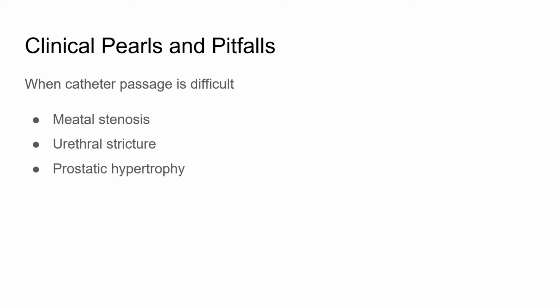If no urine drains from the catheter after insertion to an appropriate length, the catheter may be irrigated with sterile saline. Free saline return suggests that the tip is in the right location. So these are some of the pros and cons you need to identify. So one is meatal stenosis, urethral stricture, as well as prostatic hypertrophy.